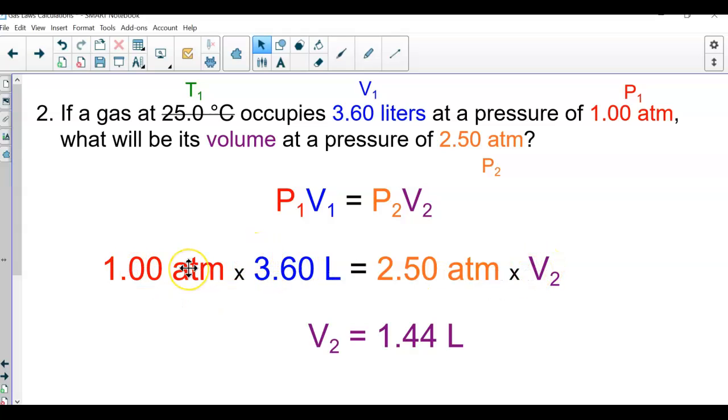Before we do that, let's talk about the fact that we have 2 units of pressure. They're in the same unit of atmosphere, so I can use them in the math. If they weren't, I would convert one to the other. So I'm going to take 1.00 times 3.60 liters, divide by 2.50. Atmosphere units will cancel, leaving me units of liters only, and mathematically, I will get 1.44 liters.